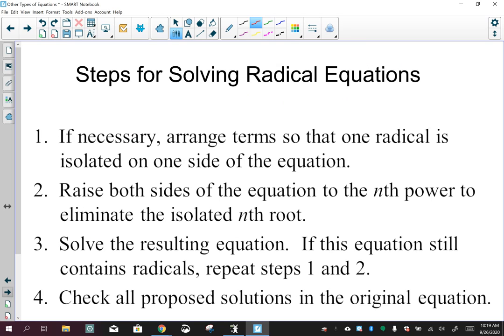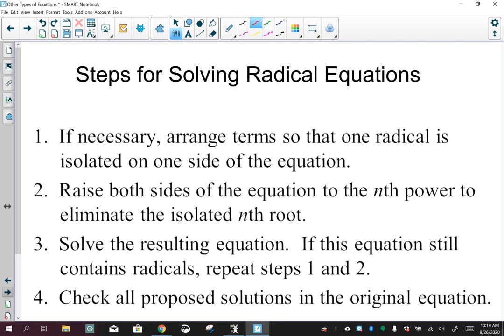Step 1. So we need to arrange the terms so that only one radical is on one side of the equation. We do not want two radicals on the same side of the equation. It is a nightmare. We don't want that. So we need to make sure we stay away from that.